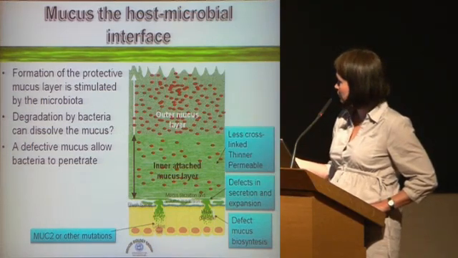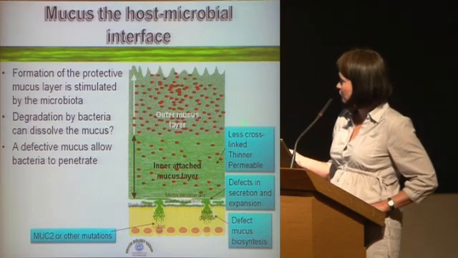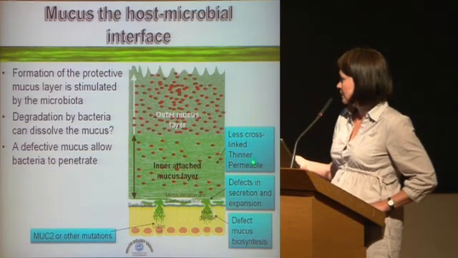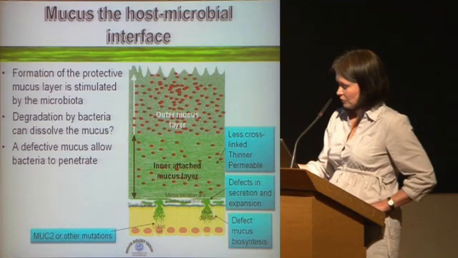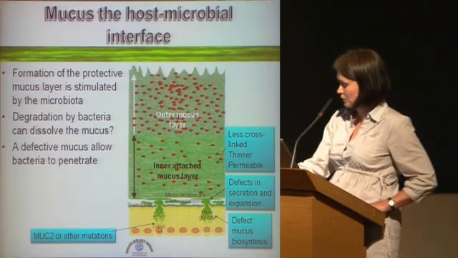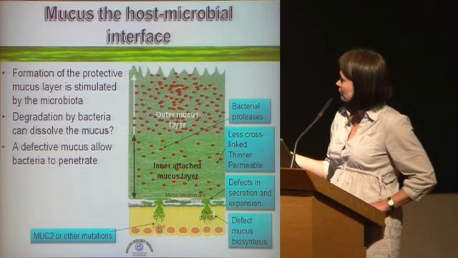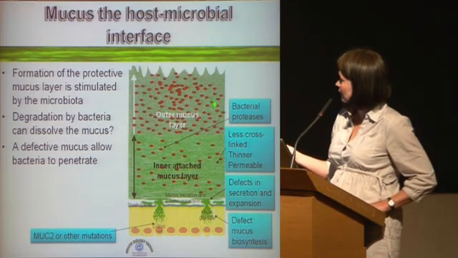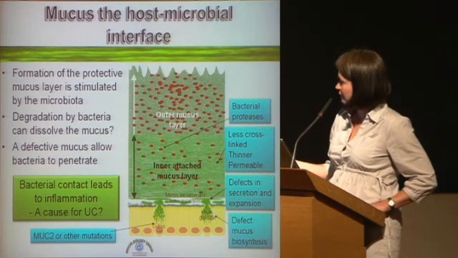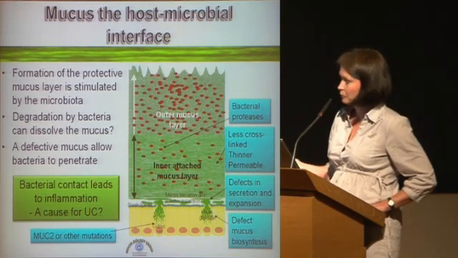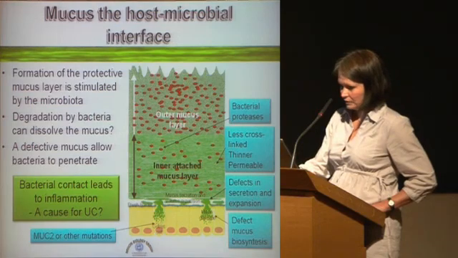And the cross-linking, both with Mac2 itself and also with other components like the Fc gamma binding protein, could have effects on the structure of the mucus. Is it thinner? Is it less dense? Is it permeable? All these problems could lead to bacteria coming in, as well as bacterial proteases and bacteria that could also harm this barrier. And then this will lead to bacterial contact, and maybe that could be one of the causes for ulcerative colitis.